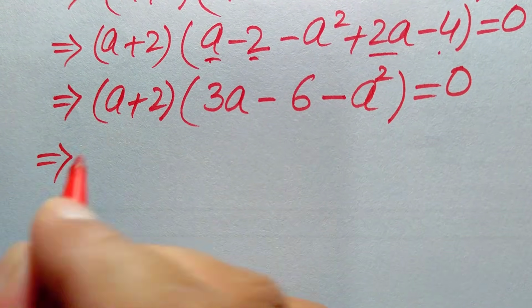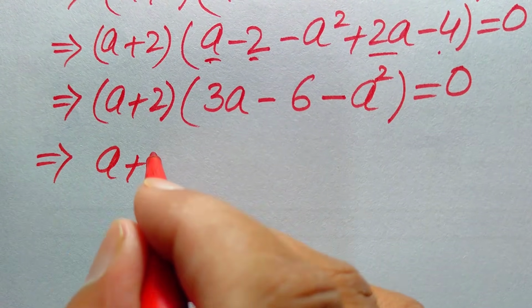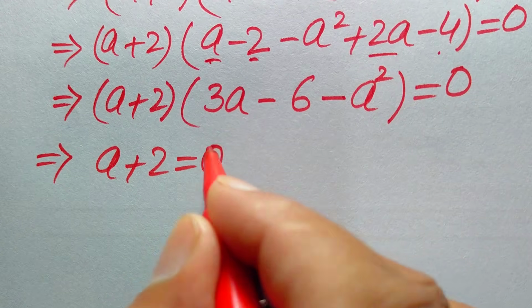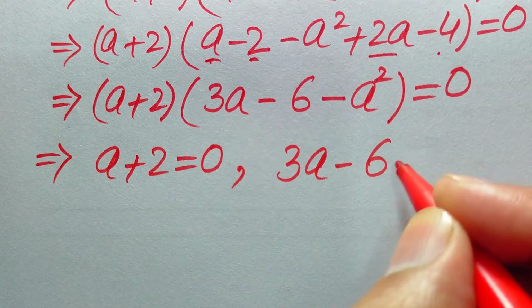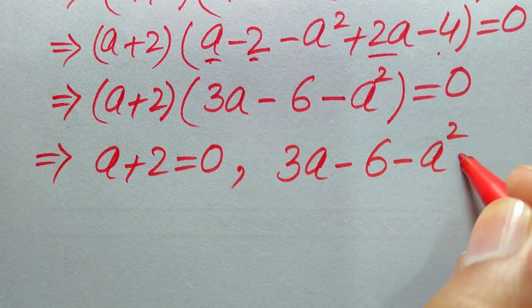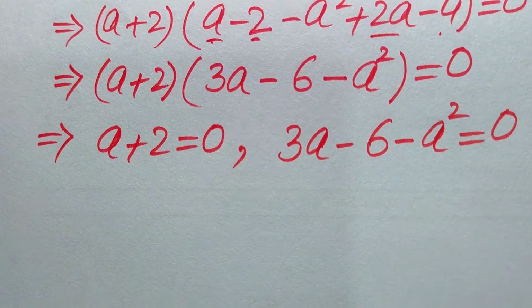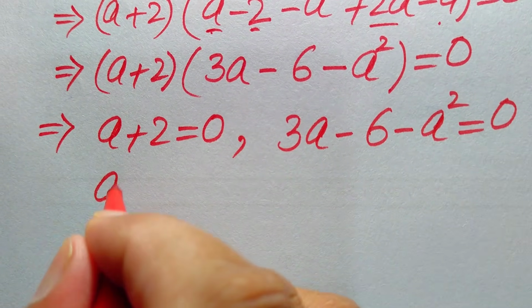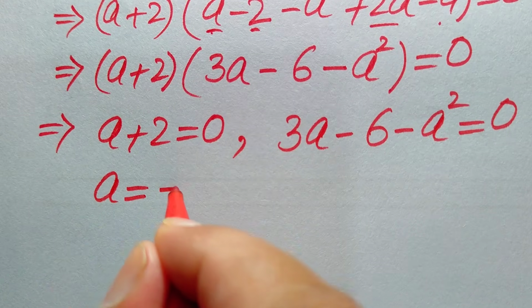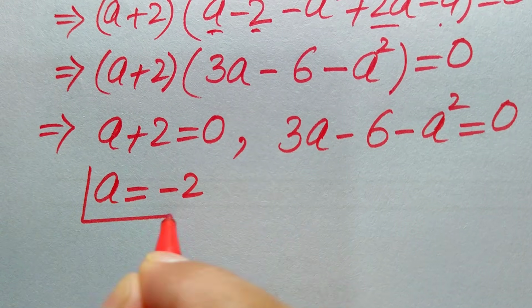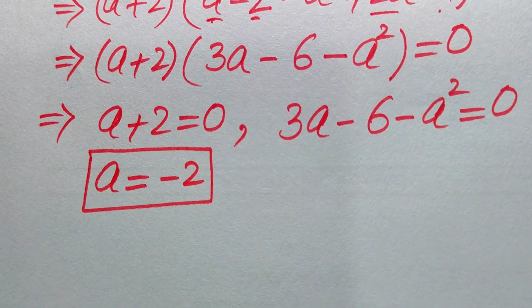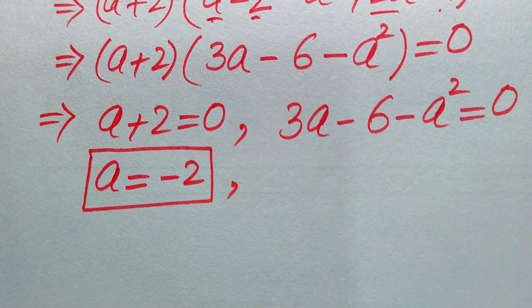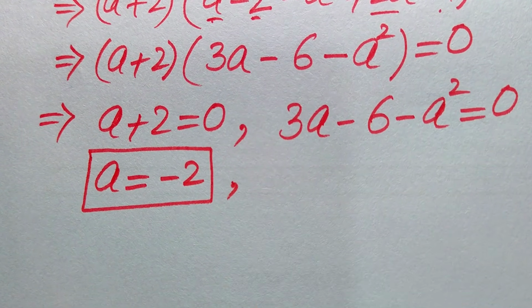And now in the next step we divide this equation into two cases. The first case is a plus 2 equals 0, and the second case is 3a minus 6 minus a squared equals 0. From here we move the term plus 2 to the right hand side, and we get the value of a equals minus 2. So this is the first real root of the given equation, and now we need to find the other roots from this quadratic equation.